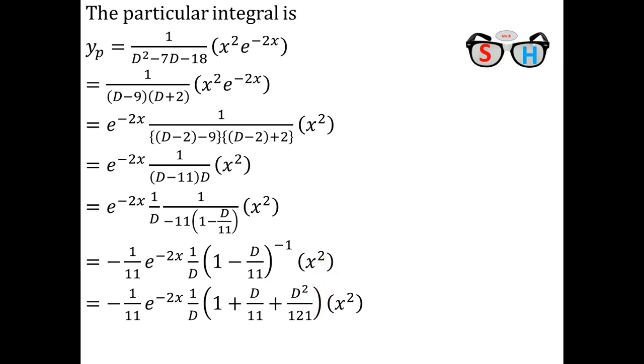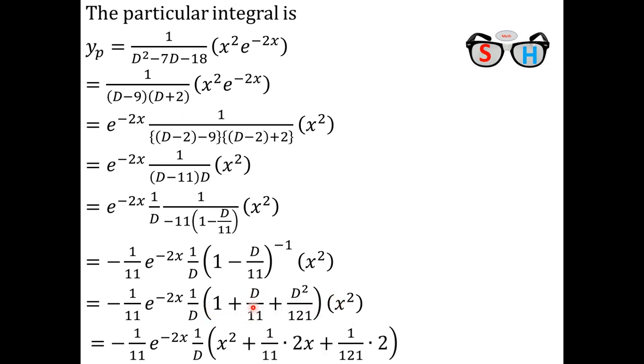So I take up to D square. Okay, this means 1 of x square is x square, D by 11 of x square means the derivative of x square, that is 1 by 11 into 2x, and D square by 121 means 1 by 121 into D square of x square. D square of x square means the derivative of x square 2 times. If you differentiate x square the first time, this will be 2x, and after differentiating again this will be 2, a constant. Therefore this is the result.